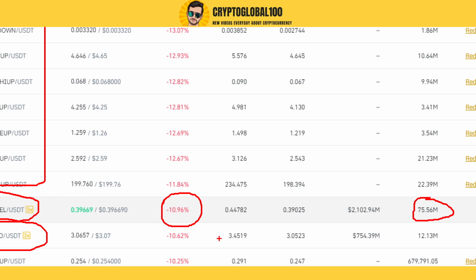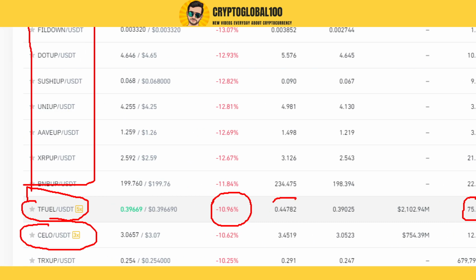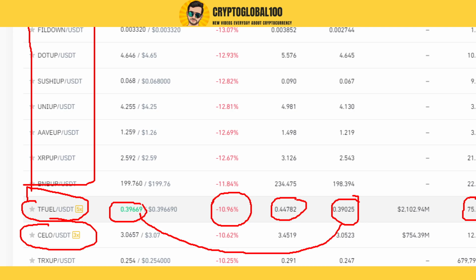Now we have to look for the low price. This is the 24-hour high, this is the 24-hour low, and what is the current price? You can see here it is very near to the 24-hour low. So I think that would be a good opportunity to go for TFUEL.